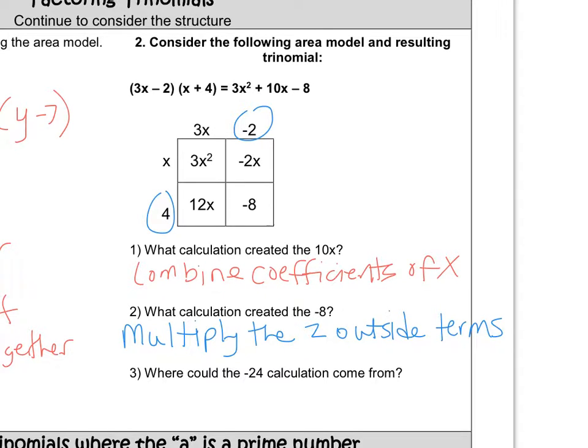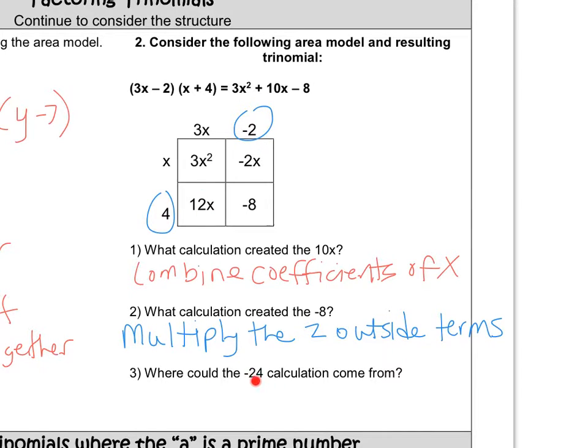As you're looking at this puzzle and structure, you probably were able to figure out that our negative 8 came from the workings of our area model, which is these two outside terms multiplied together. Normally, what we were doing is we added these together, and they gave us the 10, and we multiplied these together, and they gave us this. But all of a sudden, we can't multiply these together anymore, and this all has to do with our leading coefficient. If I multiplied these together, it gave me a negative 24.